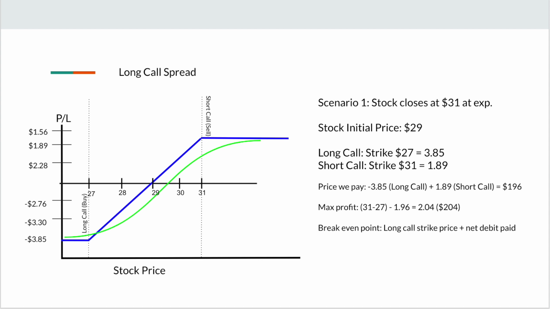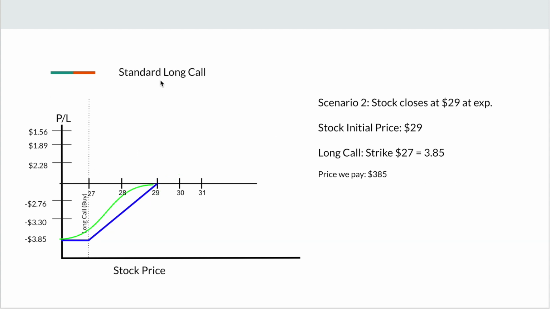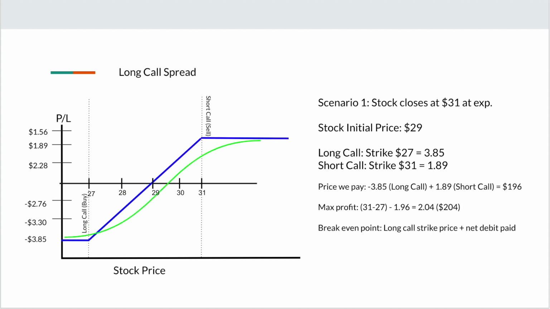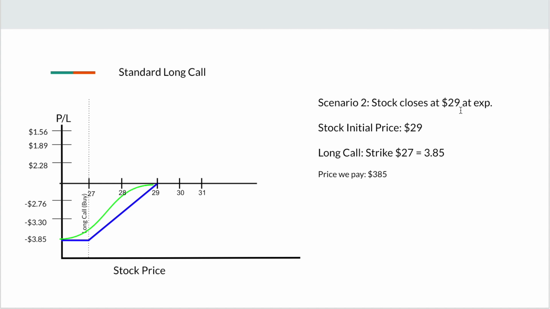But just so you know, long call spreads are going to be riskier because the bottom line is higher. The amount that you could lose is going to be higher, which is what we're going to talk about in scenario 2. This is if the stock does not make it to $31 at expiration. So in scenario 2, we're going to be comparing the standard long call versus the long call spread if the stock closes at $29. First we showed you what happens if the stock closes at the higher strike price, which was 31. Now we're going to show you what happens if the stock closes at $29 at expiration date.